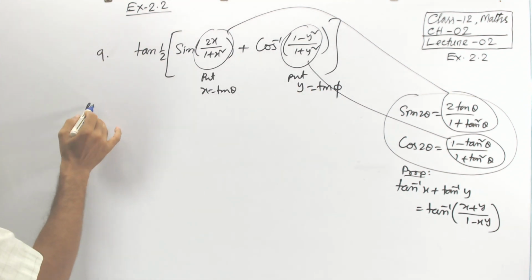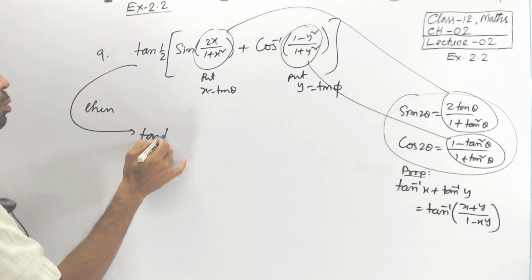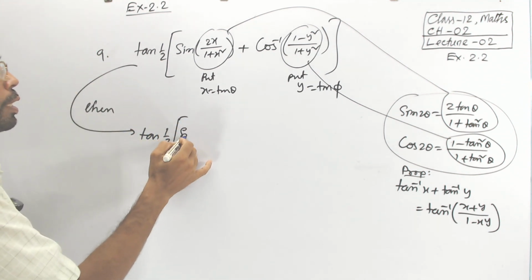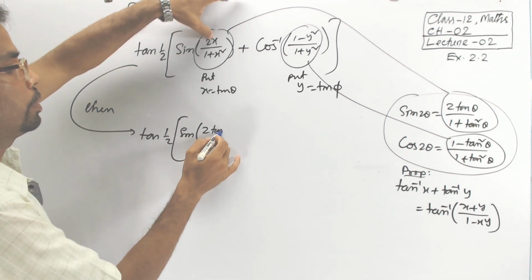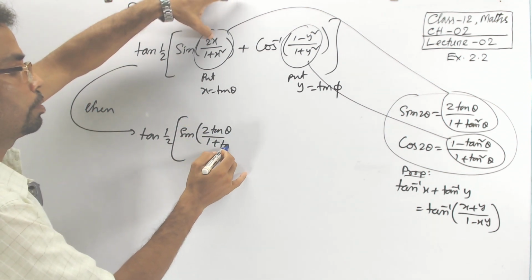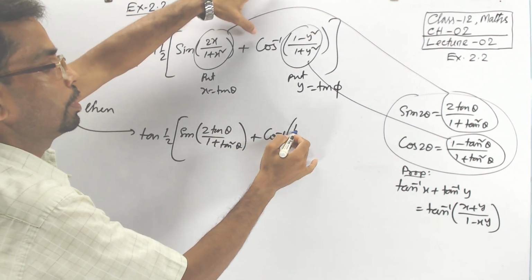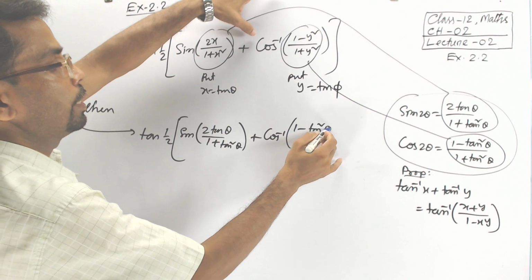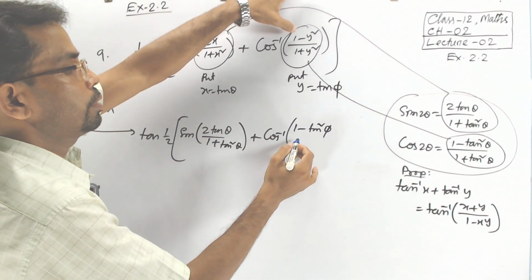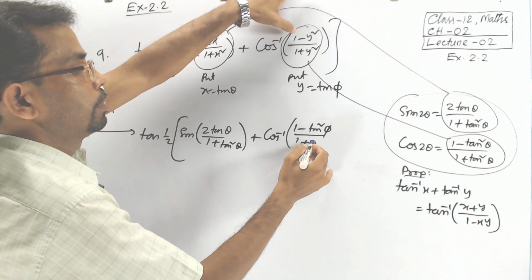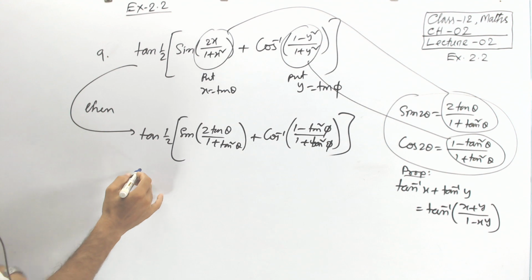Then this will be equal to tan 1 by 2 sine inverse, where we have taken x as tan theta, so this is 2 tan theta by 1 plus tan square theta, and this is cos inverse 1 minus tan square phi. I have taken phi. Theta we cannot take for both. In both the cases we have to take different ones. So here again tan square phi.